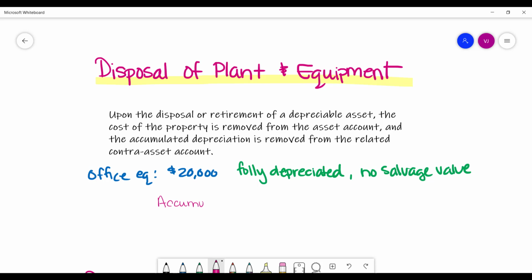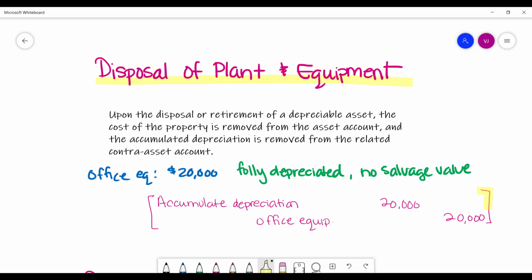So we would debit accumulated depreciation for the office equipment account. We'll debit that account for the full amount depreciated, $20,000, and we will credit the office equipment account to remove that asset off the books if it's now being retired. We'll credit office equipment for $20,000. So this is what the entry would look like to retire an asset that, first of all, has no salvage value, and second of all, has been depreciated fully. So it's now being retired. So there's no gain or loss being recognized here.